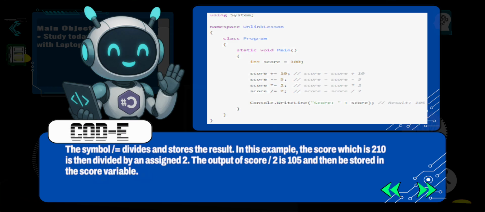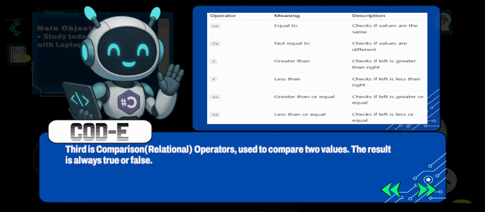The /= symbol divides and stores the result. In this example, the score, which is 210, is then divided by 2. The output of score divided by 2 is 105, and then it is stored in the score variable. Third is comparison, or relational, operators, used to compare two values. The result is always true or false.